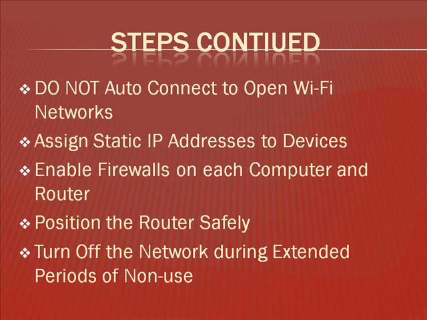Then number 8 is enable firewalls on each device. And 9 would be position the router or access point safely. Wi-Fi signals normally reach to the exterior of the home, and a small amount of signal leakage outdoors is not a problem, but the further the signal reaches, the easier it is for others to detect.